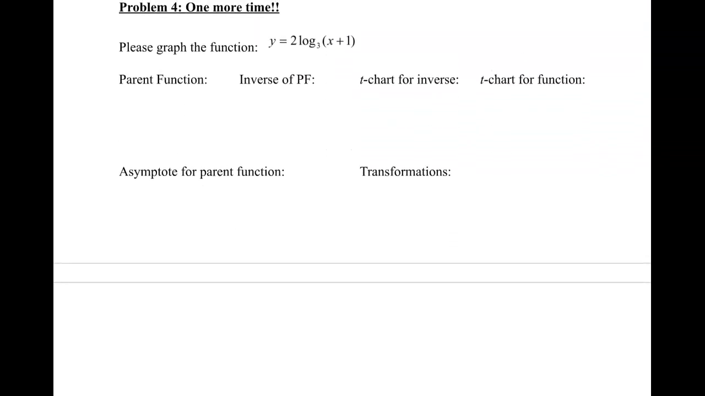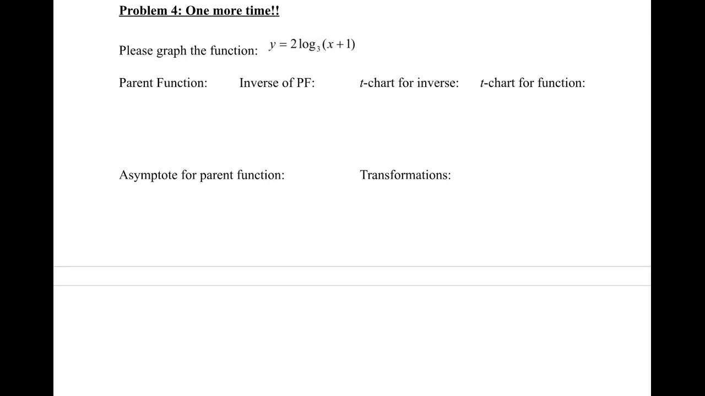Alright, so going forward one more time. Just need to give the parent function, the inverse of the parent function, t-chart for the inverse, t-chart for the function, asymptote for the parent function, and transformations. Sounds like a lot, but it should go honestly pretty quick, to be real with you. So let's just get started.